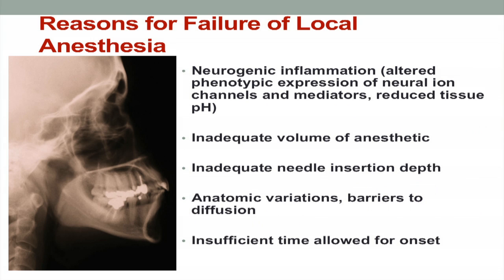There are several reasons for failures of local anesthesia, including neurogenic inflammation, in which there is altered phenotypic expression of neural ion channels and mediators and reduced tissue pH; inadequate volume of anesthetic deposited by the operator; inadequate needle insertion depth, again the fault of the operator; anatomic variations, which may consist of barriers to diffusion of the local anesthetics; and finally, and we're going to talk about this in some detail, insufficient time allowed for the onset of local anesthesia.